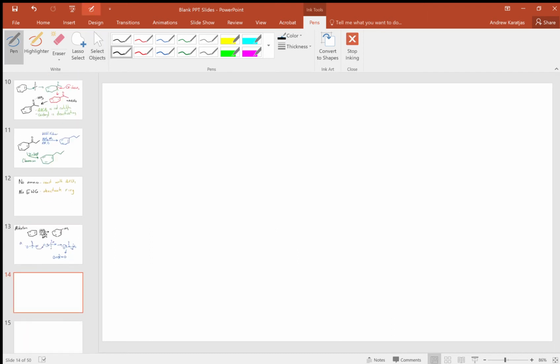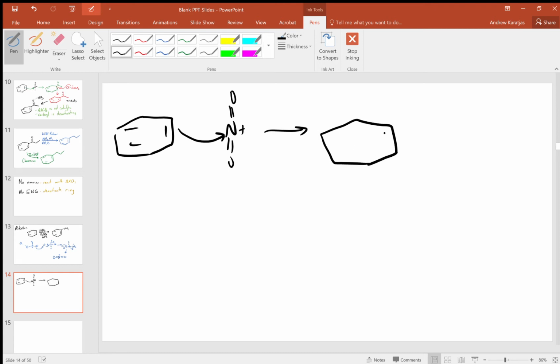This NO2+ can be attacked by our aromatic ring, forming our sigma complex. Which then, with water present, can function as a base, remove the hydrogen, and form nitrobenzene.